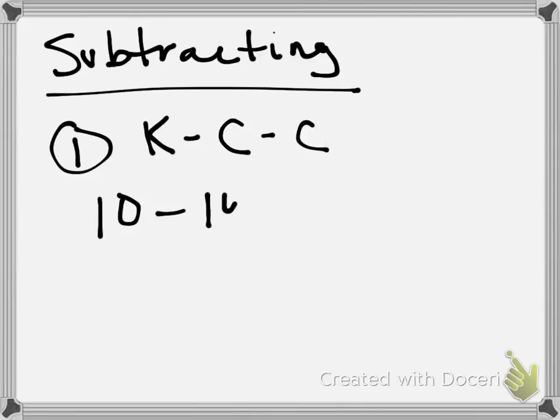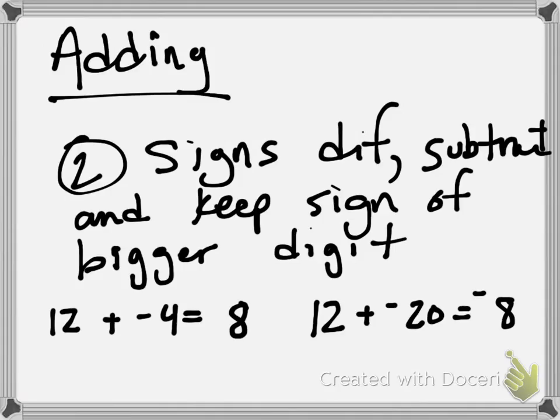10 minus 14. I'm going to keep the 10. Change my minus sign to a plus sign. Keep my positive 14, and I'm going to change that into a negative 14. So now I have 10 plus negative 14. You've already seen this. It's right here.